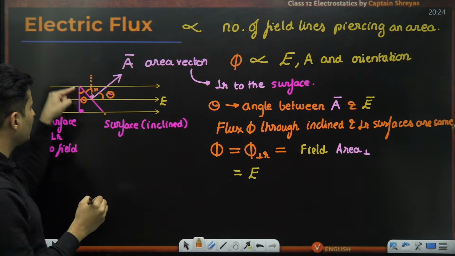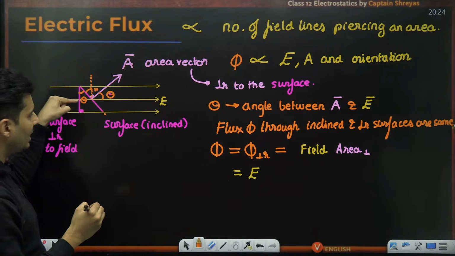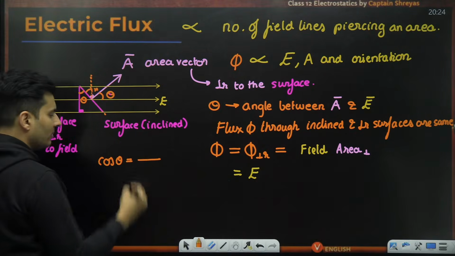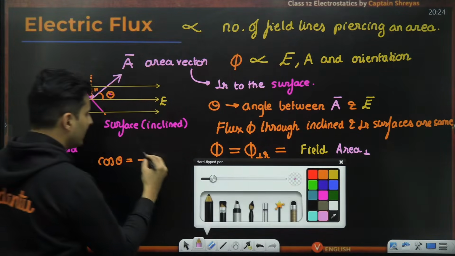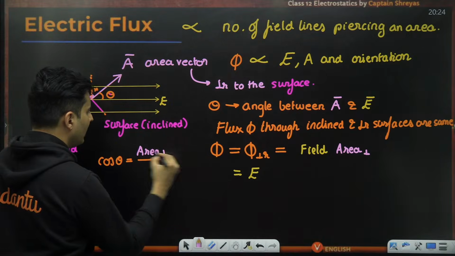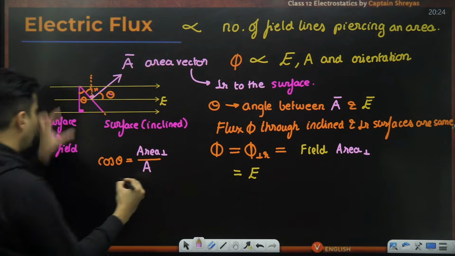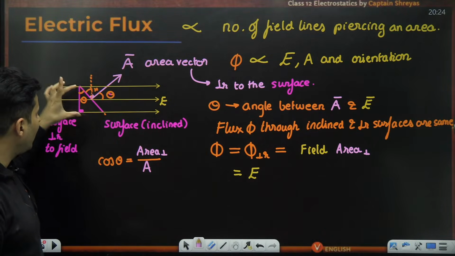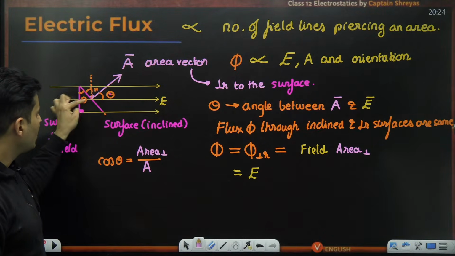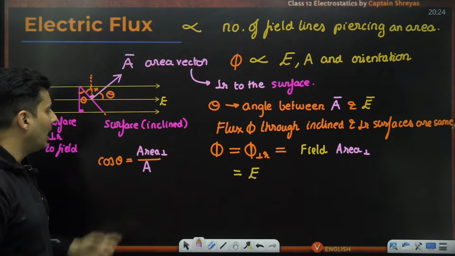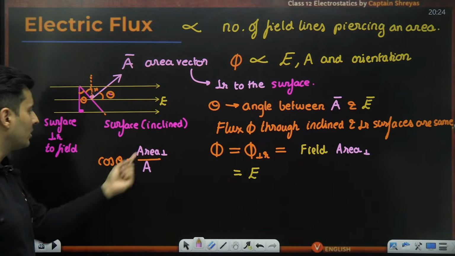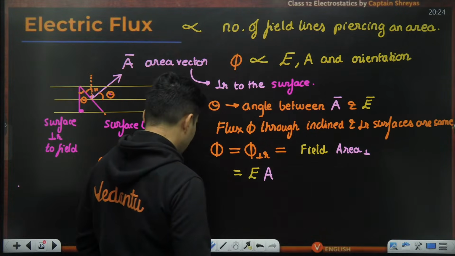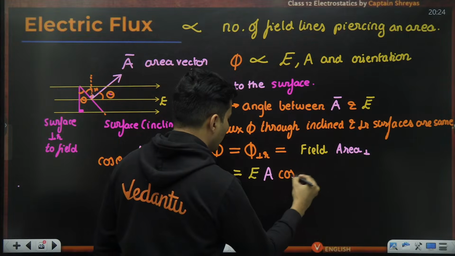So if this is hypotenuse, this is adjacent side for theta. It is obvious that cos of theta, which is adjacent side, will be nothing but the area which is perpendicular upon that original hypotenuse which is having some value of A. This is going to be A, this is going to be A perpendicular. So cos theta is adjacent by hypotenuse. So what is that perpendicular area? It is A cos theta.